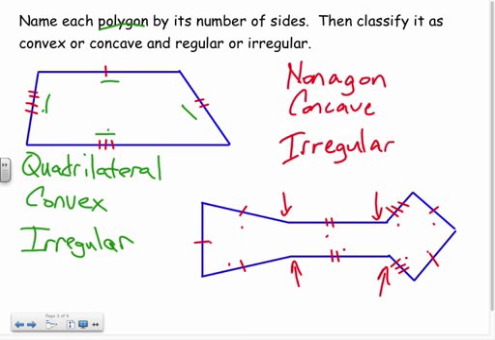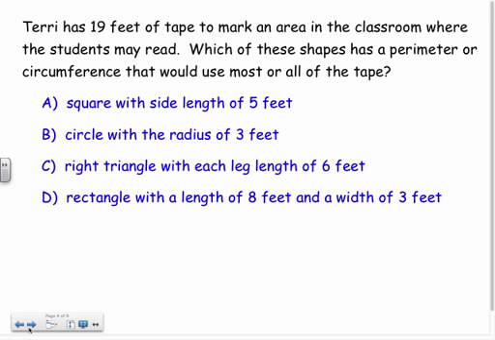Irregular. So let's go through our three different terms there. Let's look at this example. It says Terry has 19 feet of tape to mark an area in the classroom where students may read. Which of these shapes has a perimeter or circumference that would use most or all of the tape? So I'm looking at perimeter, right? Perimeter is like the distance around. So if I think about this, I might just have to find all the perimeters and see which one's going to use the most tape or all the tape.